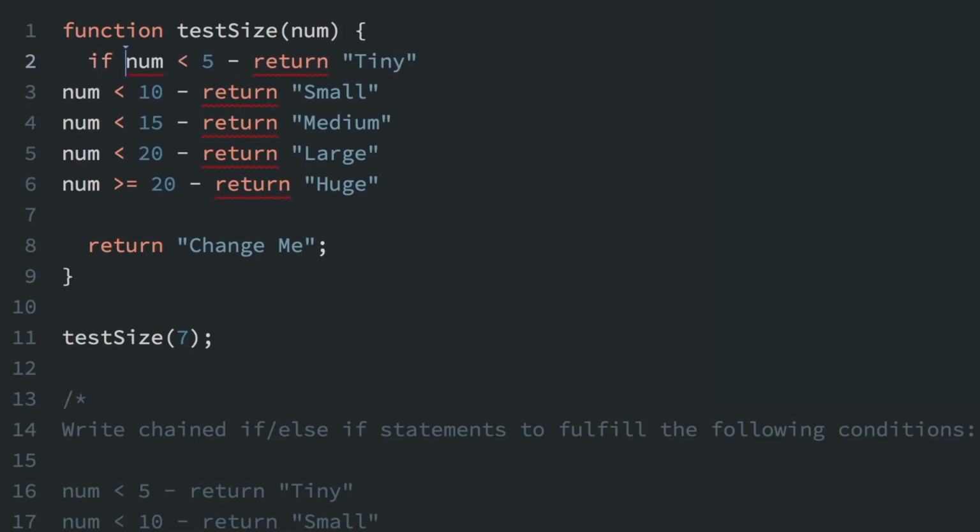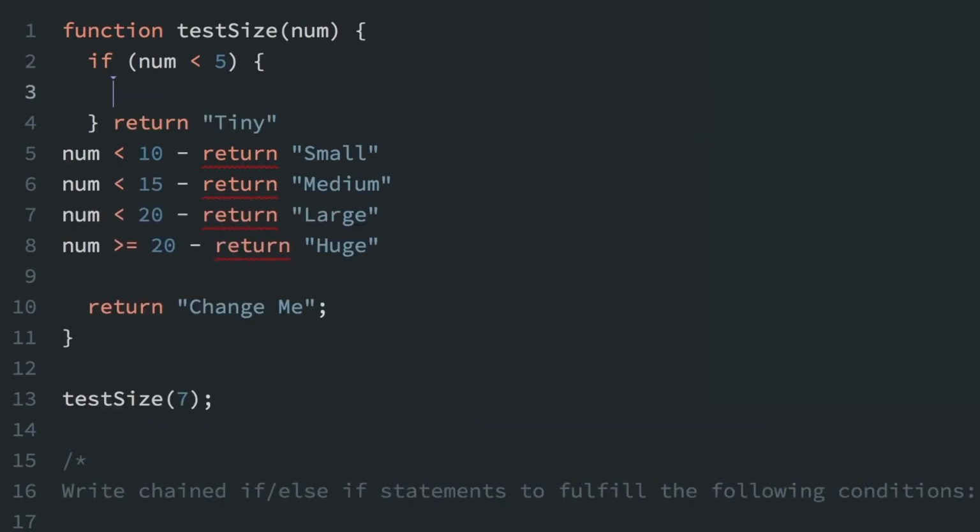So it's going to be if, and then we put this in parentheses because the condition is always in parentheses. If number is less than 5, then we're going to use the curly braces, and we're going to return tiny. So I'll just move that up here. I'll cut it and paste it.